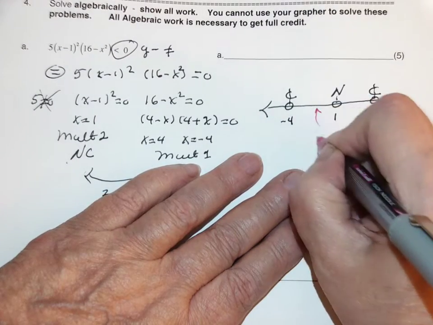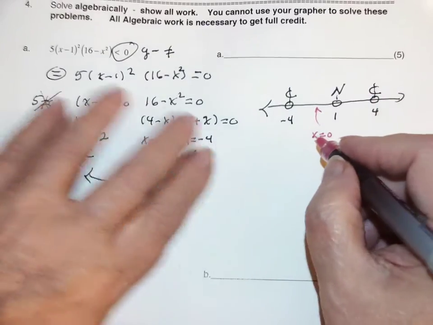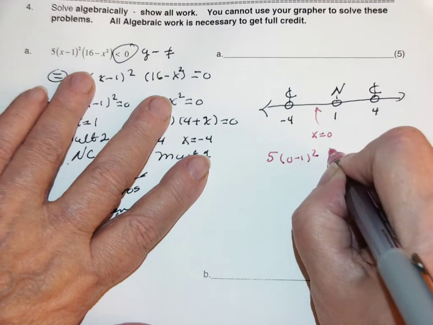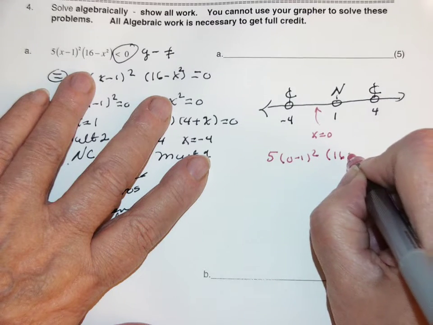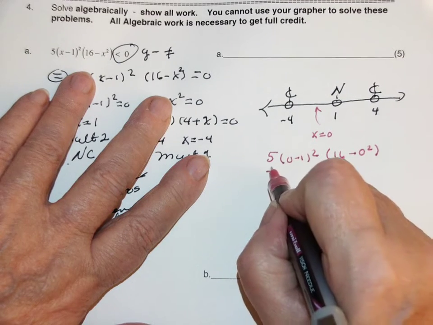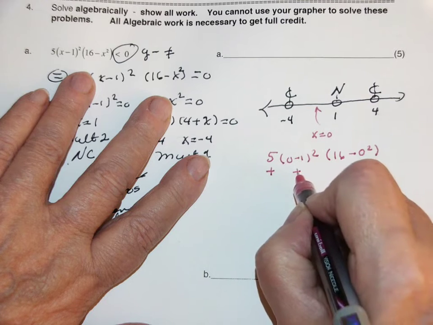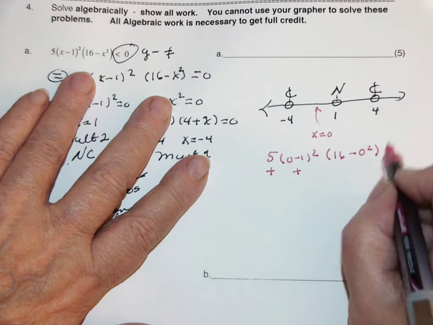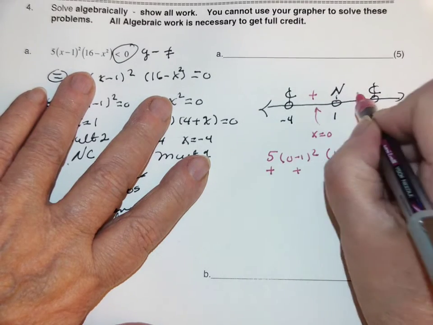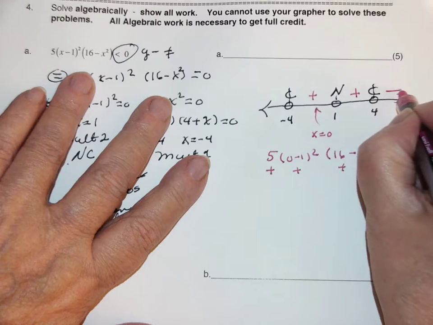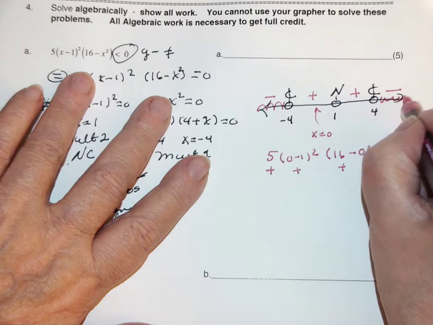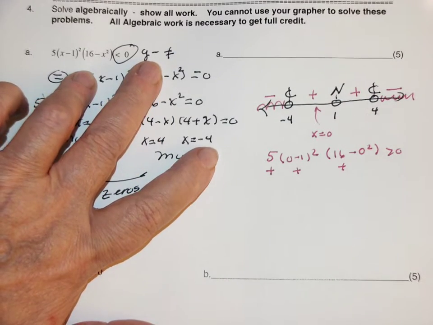0 is available to me, so x equals 0. So I have 5 times (0 minus 1) squared times (16 minus 0 squared). Well, 5 is positive, (minus 1) squared is positive, 16 minus 0 squared is positive. Positive, no change, positive, change, negative, change, negative. My answer is where I have the minuses because I'm looking for minuses.